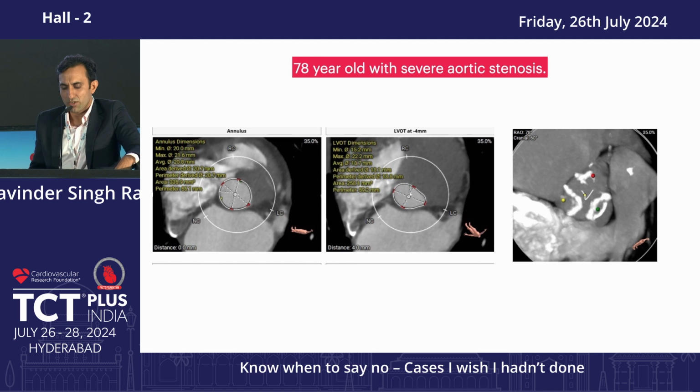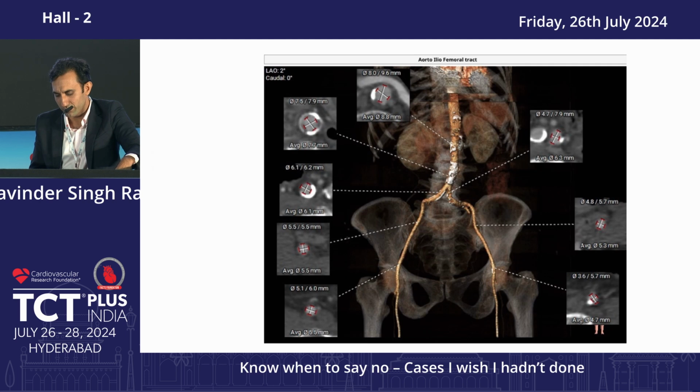Now look at this 78-year-old patient, severe aortic stenosis, tricuspid aortic valve. How many of you would do a TAVR in this patient? Everybody would. 78-year-old patient, classical tricuspid aortic stenosis, and these are the femoral vessels. Very borderline case, 5 mm, 5.2, 5.3 mm vessels.